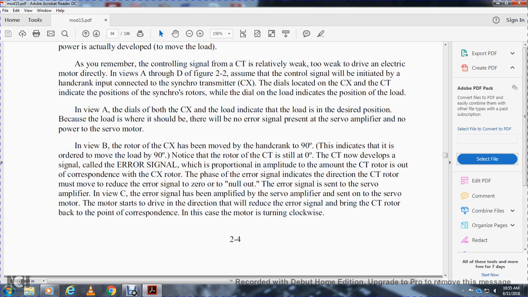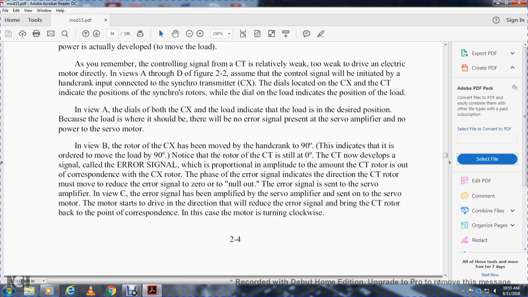Now the control transformer develops a signal called the error signal, with an amplitude proportional to the amount of the difference, and a phase that indicates the direction. The rotor must move to reduce the error signal to zero, to null out the error signal. The error signal is applied to the servo amplifier.